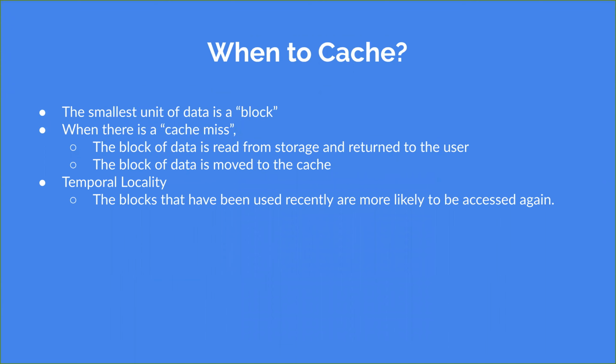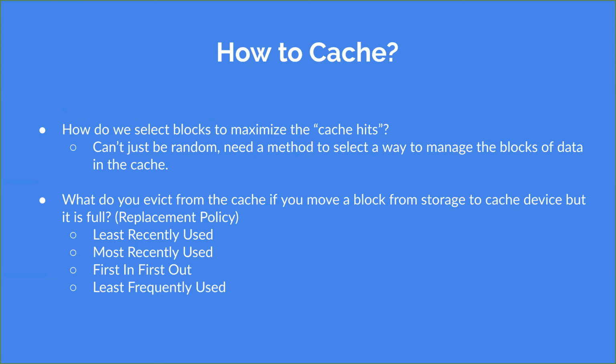The smallest unit of data which you can cache is called a block. So when there is a miss, then you take the block of data from the storage, return it to the user while storing it in the intermediate cache as well. In this, a very important concept is called temporal locality, where blocks that have been recently used are more likely to be accessed again.